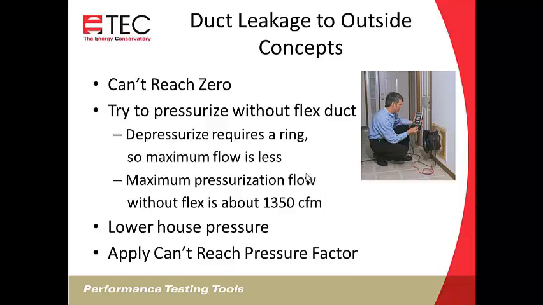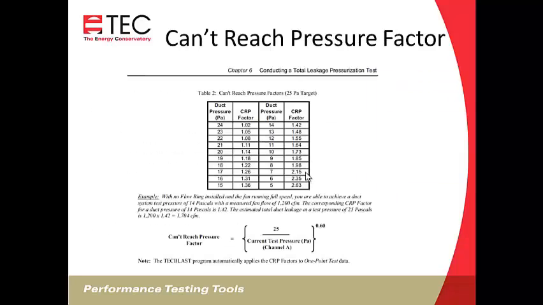So if you're at 15 or 20, you'll apply the can't reach pressure factor at that pressure. And this can't reach pressure factor chart is in our manual in a number of different locations. This one happens to be in Chapter 6 under conducting a total leakage pressurization test. It's got listed from a duct pressure of 25 all the way down to 5 what the can't reach pressure factors are. So if you're able to get the house to 20 and the ducts to 0, then you'll apply that can't reach pressure factor of 1.14.